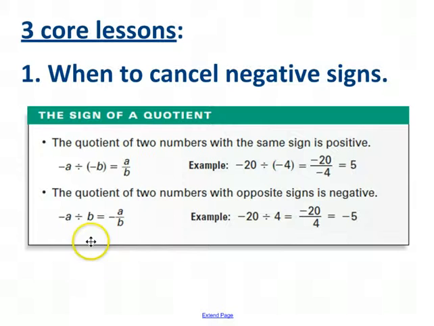But if they're not the same sign, if one's negative and the other's positive, then you're going to end up with a negative result. For example, negative 20 divided by positive 4, the 20 divided by 4 makes 5, but you have to keep that negative sign. There was nothing to cancel it away. So the answer is negative 5.